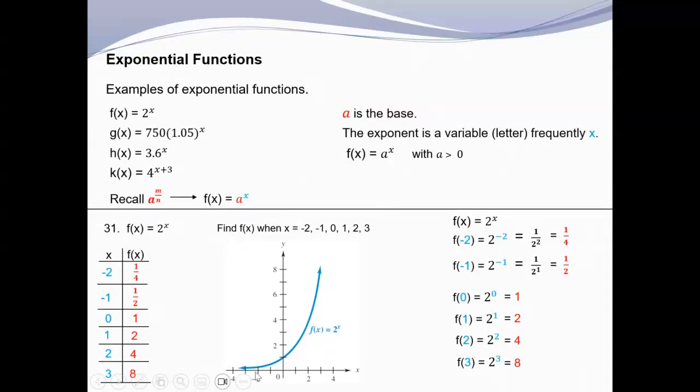Now when x is -2, my y is 1/4, so it'll be about here. When x is -1, the y value is 1/2, so it'll be about here. When x is 0, my y is 1. When x is 1, my y is 2. When x is 2, my y is 4. When x is 3, my y is 8, about right there. And if it was 4, the 16 would probably be way up here.